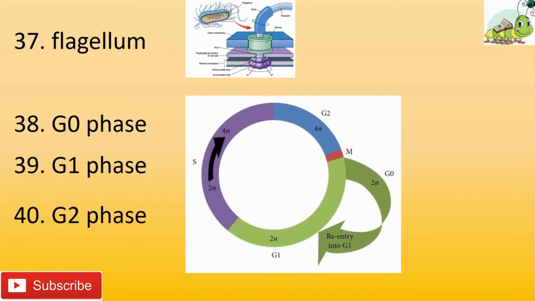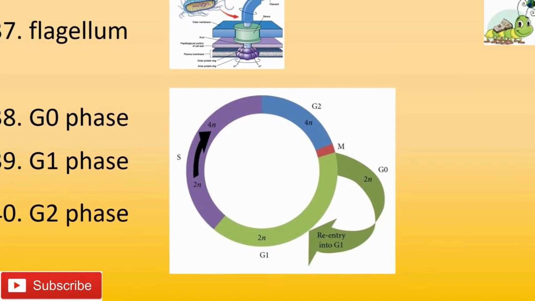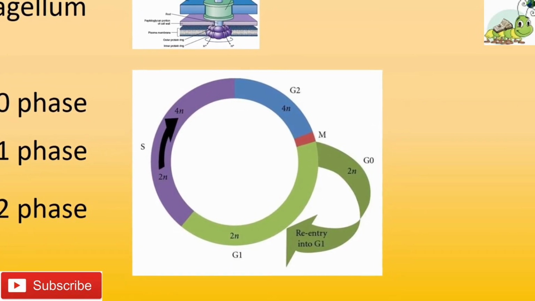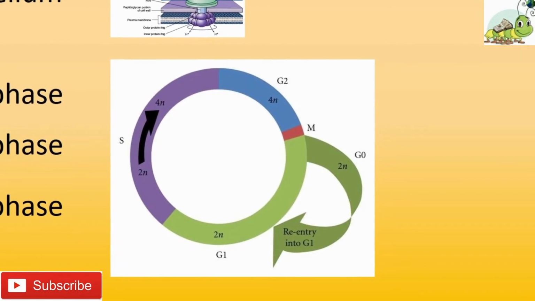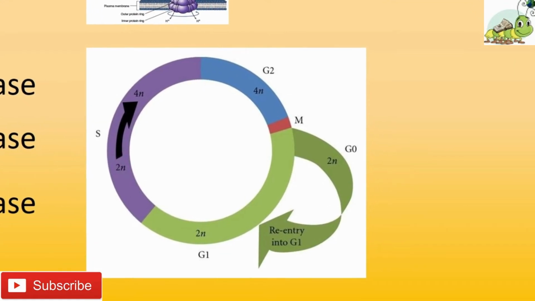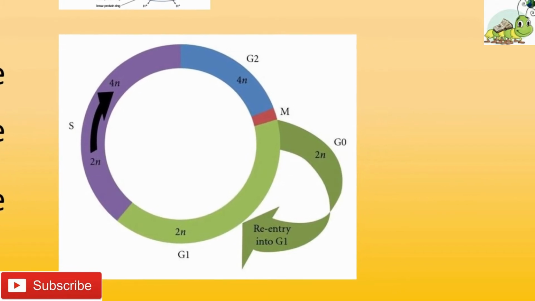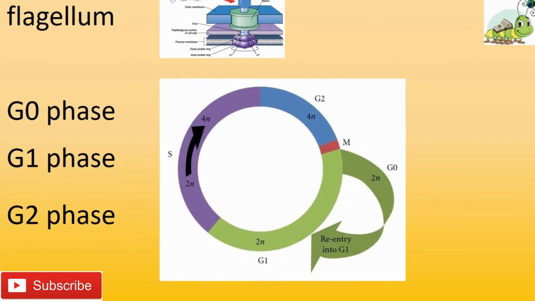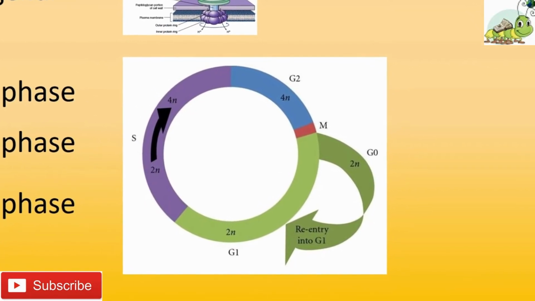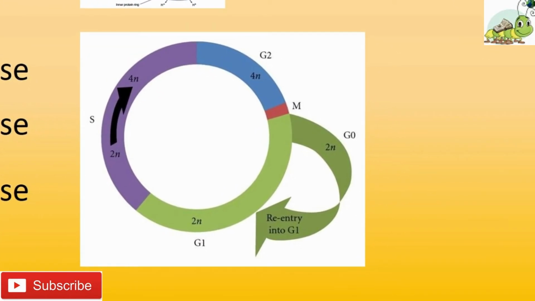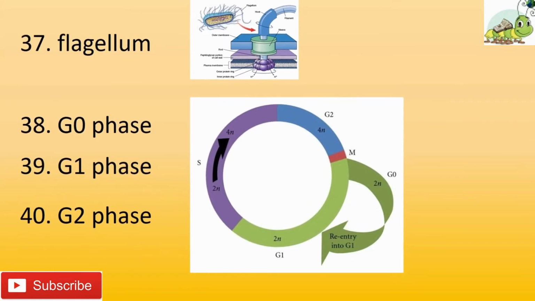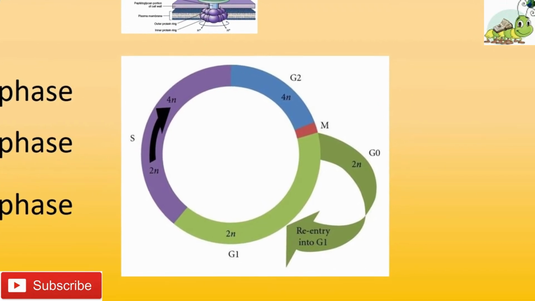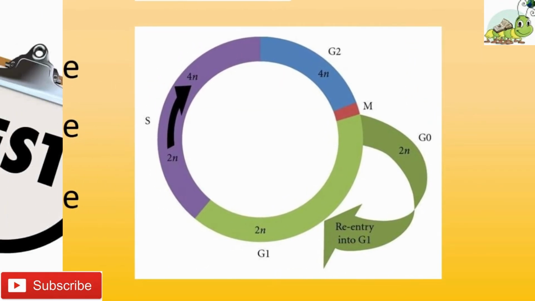Point number 38. What is G0 phase? Phase of the cell cycle usually entered from the G1 phase, characterized by long or permanent periods where the cell does not move forward into the DNA synthesis phase. 39. G1 phase. First phase of the cell cycle after a new cell is born. G2 phase. Third phase of the cell cycle after the DNA synthesis phase.